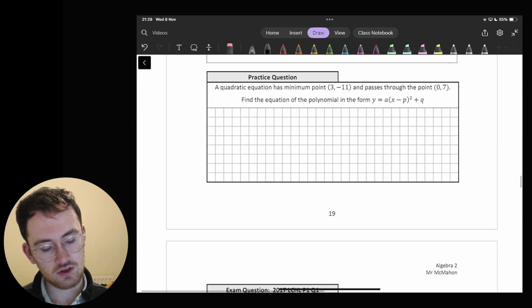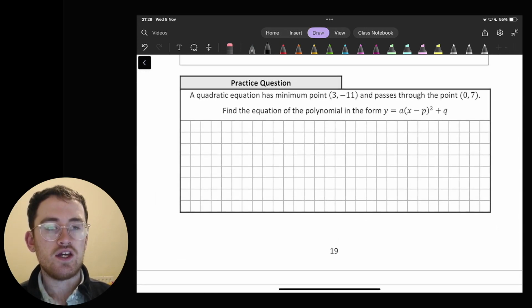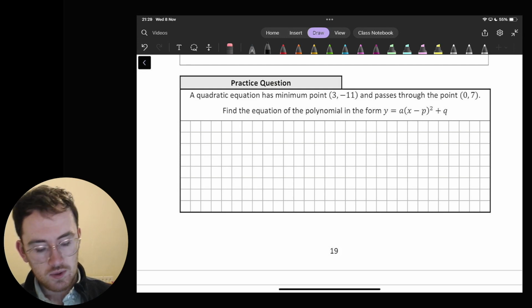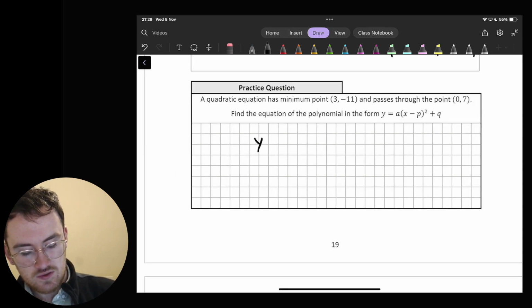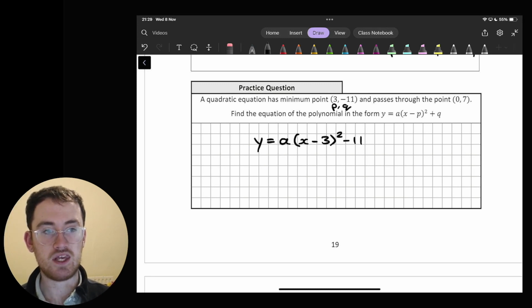So let's just quickly run through these last question or two, the practice ones. Here a quadratic equation has a given minimum point, passes through another point, find the equation. We've already done one of this format. Again, I don't know what A is. I can fill in for P and I can fill in for Q using the fact that my maximum or my minimum point is PQ.